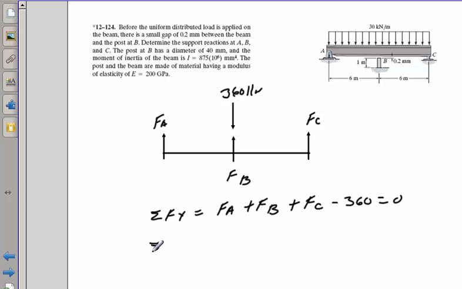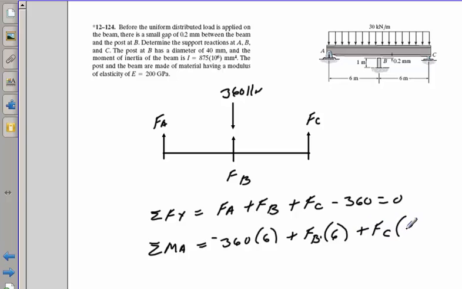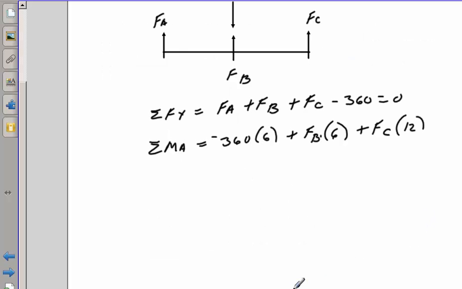We can take a moment around A. We will get 360 times 6. We'll make that negative because it's going down, plus FB times 6. Let's change that so it doesn't get confused there. FB times 6 plus FC times 12. Okay. Simplify as much as we can here.